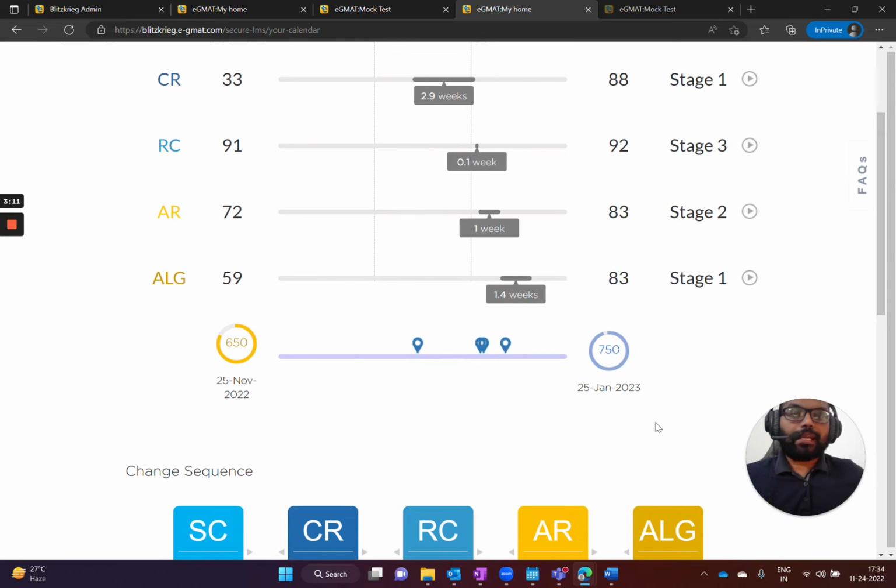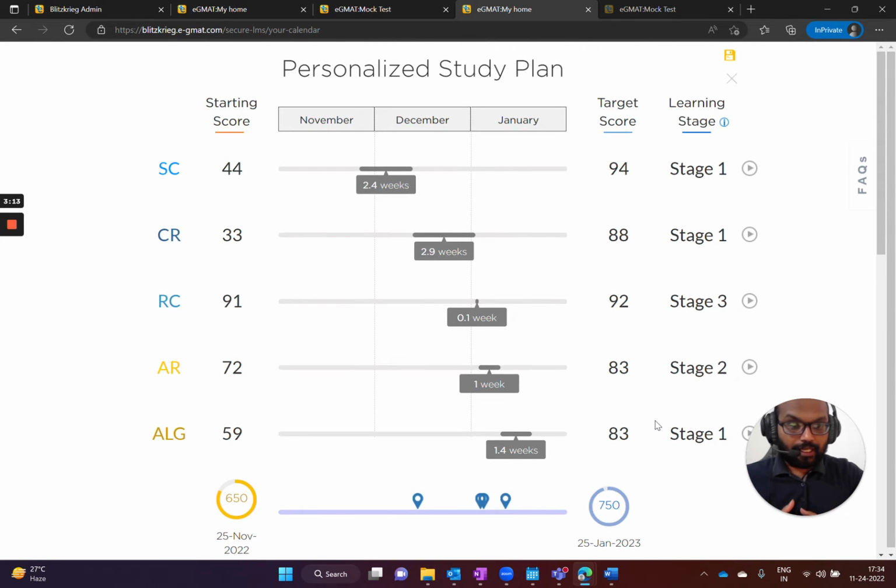And then comes the execution part. The execution will vary a lot from student to student. Somebody who is already at a 91 percentile in RC probably will do stage 3, which is nothing but focusing on a lot of hard questions practice. But if it's 33 percentile in critical reasoning, you need to start from the basics of it. So the execution will vary from student to student. Let's discuss a scenario where the student has to go through everything. So let's try and understand what that is.